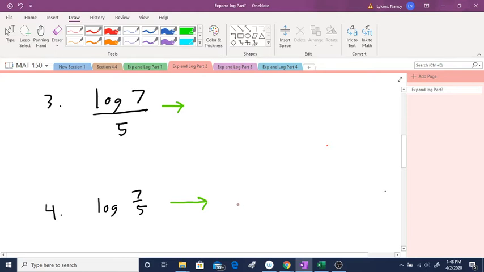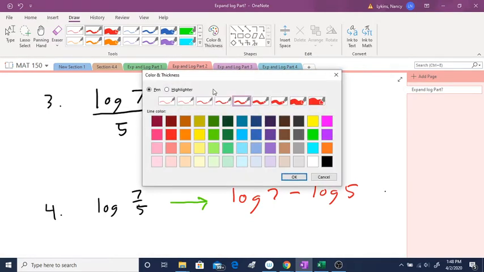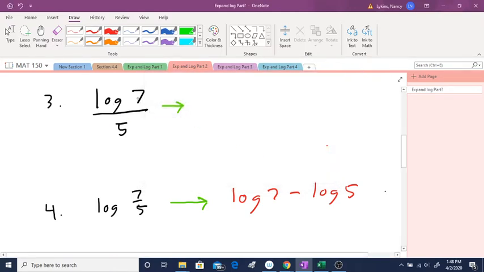What do we do with the quotient rule to expand or to separate the fraction? We subtract. So we say log 7, subtract, and notice the 5 will also get the log, minus log 5. Now number 3 is a little bit different because we don't have the fraction 7/5. What we have is log 7 divided by 5. So I want you to think about something. There is an understood 1 in front of the log 7. So technically that could be written as 1/5 log 7.